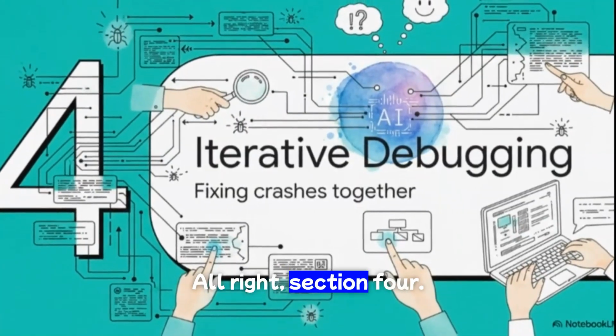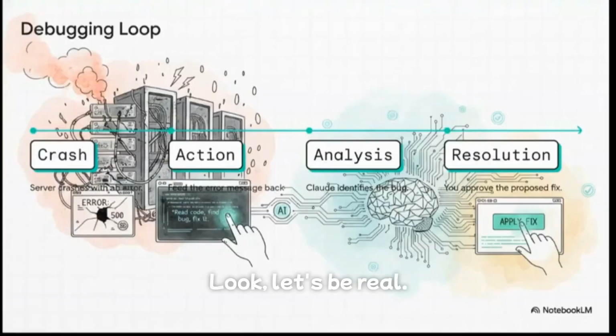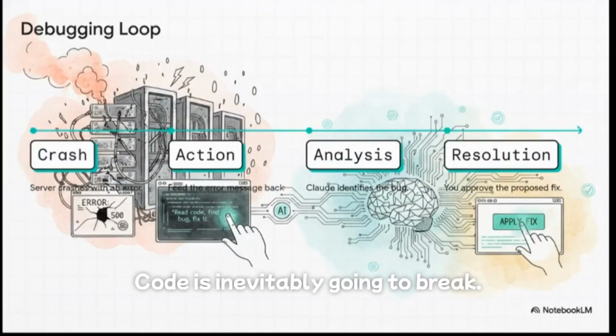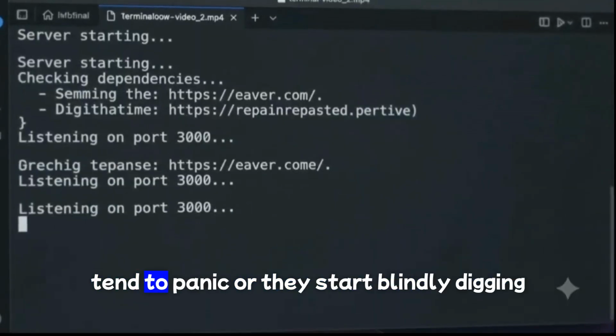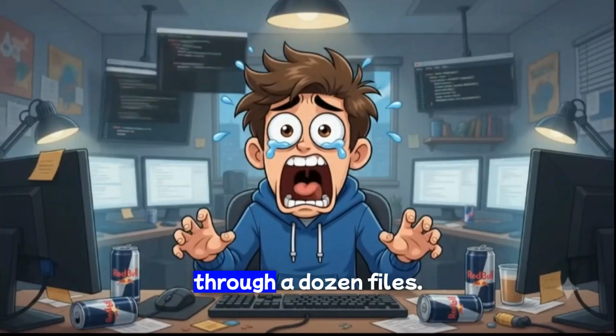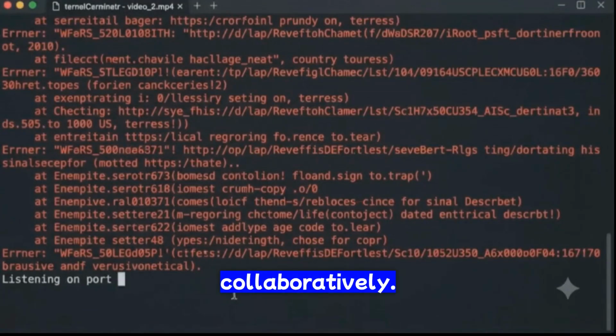All right, section 4, the iterative debugging loop. Look, let's be real. Code is inevitably going to break. It happens to all of us. When an app crashes, junior developers tend to panic, or they start blindly digging through a dozen files. But power users, they handle crashes collaboratively.